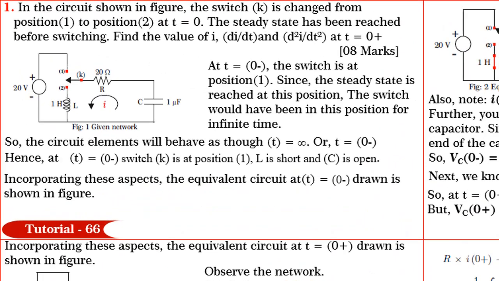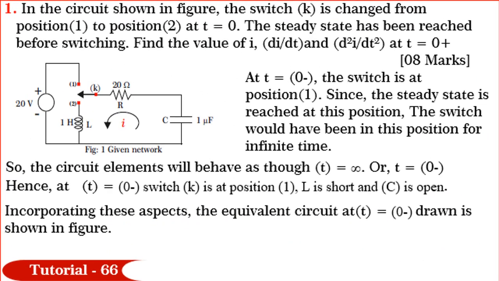Friends, first let us solve question 1. In this question, we are required to determine I(0+), di/dt at 0+ and d²i/dt² at 0+ in the network shown in figure. It is also given that the switch K is moved from position 1 to position 2 at t = 0. Further, it is given that the steady state is reached before switching.